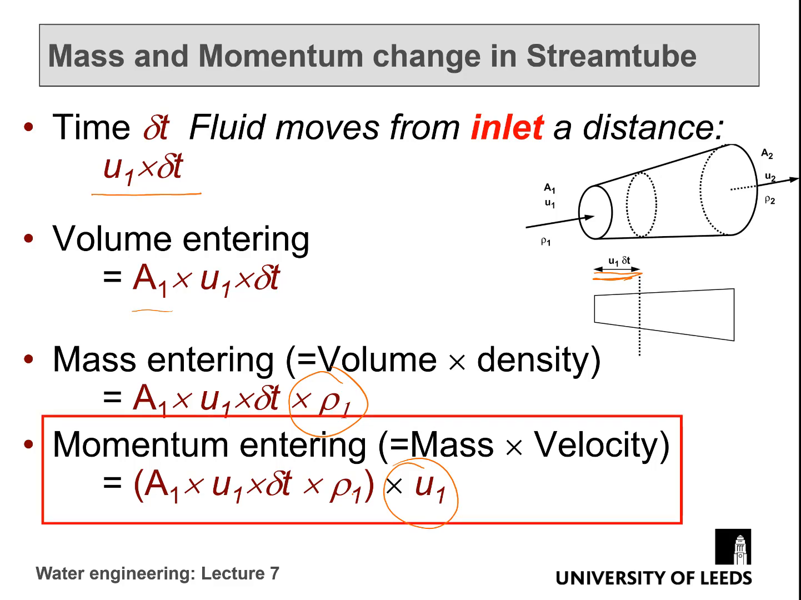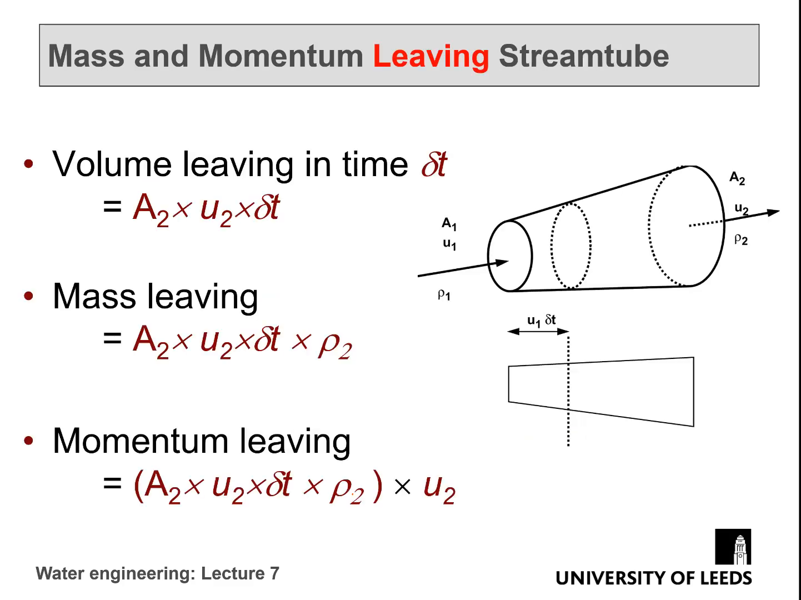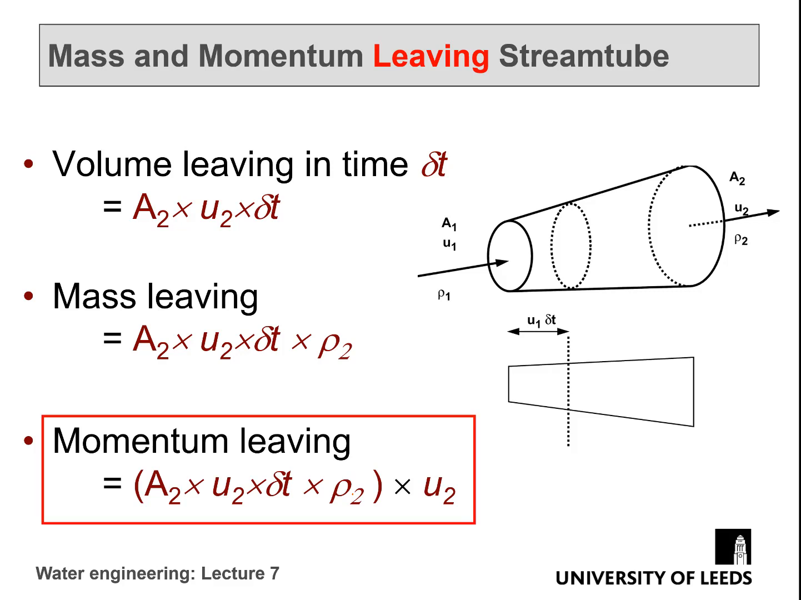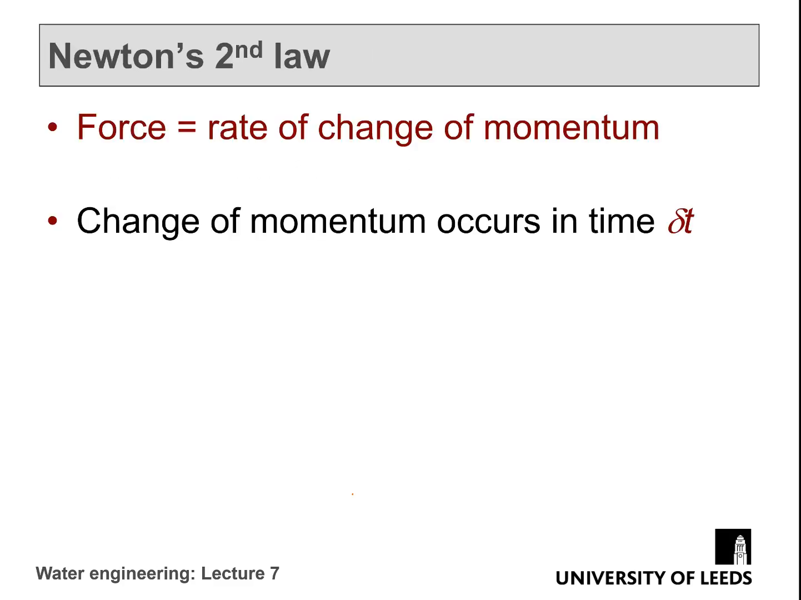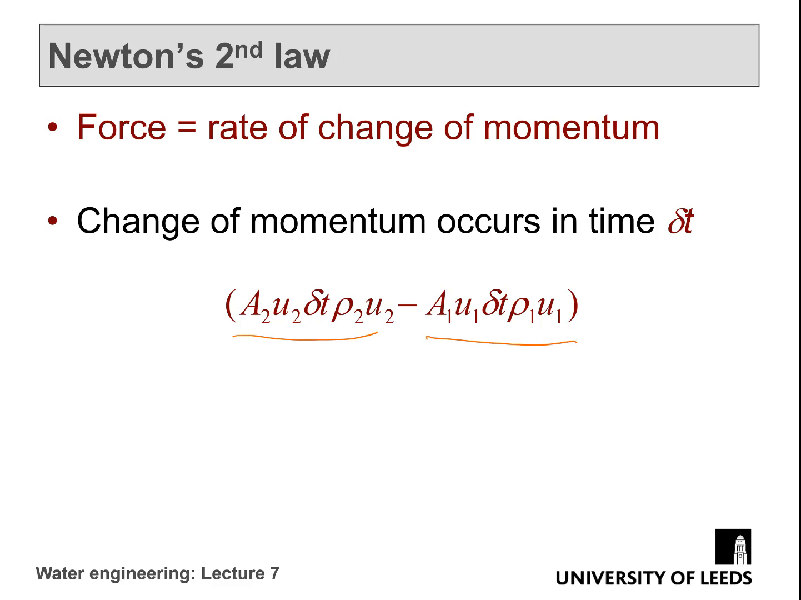Remember what Newton's second law is: force equals rate of change of momentum. So we've got a momentum entering, and we can do very similar with subscript u2 to get the momentum leaving. So we've got momentum leaving minus the momentum entering, all divided by the time at which this is occurring, delta t. So that equals the force. That expression now on the screen is the rate of change of momentum.